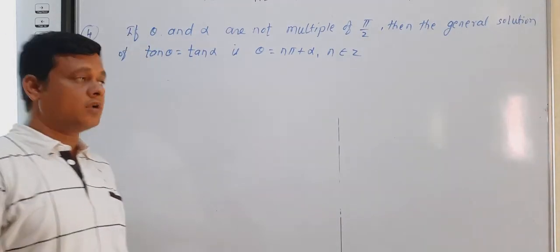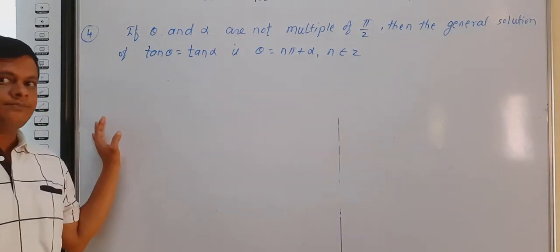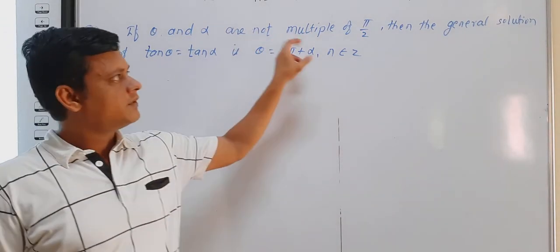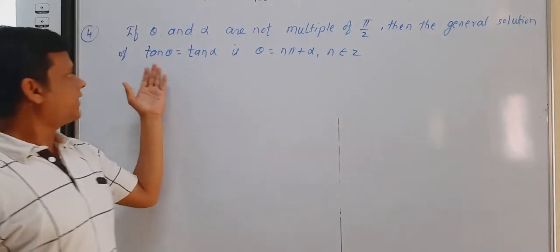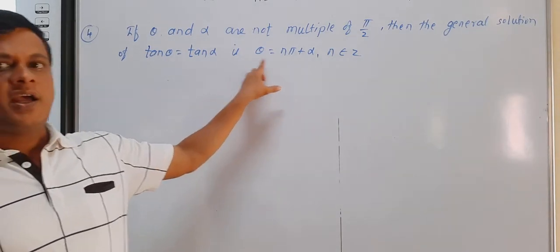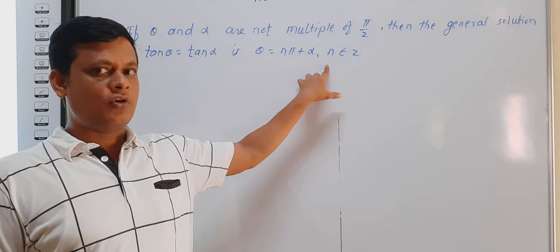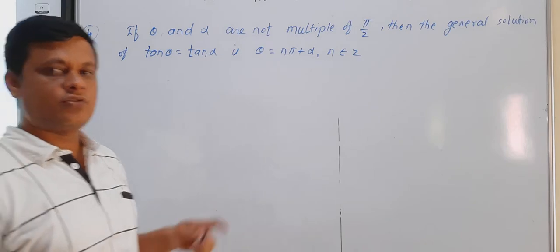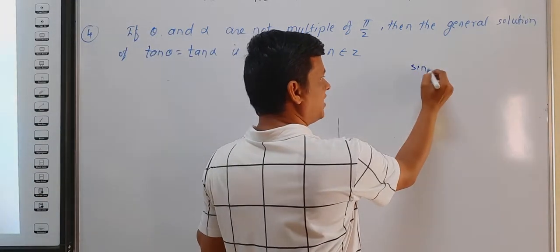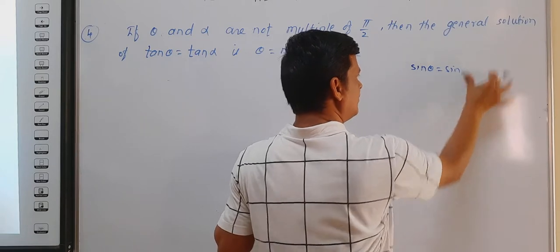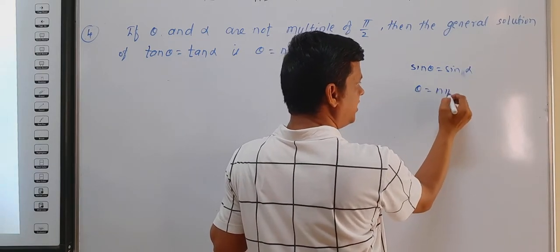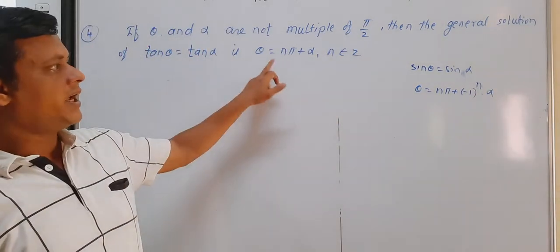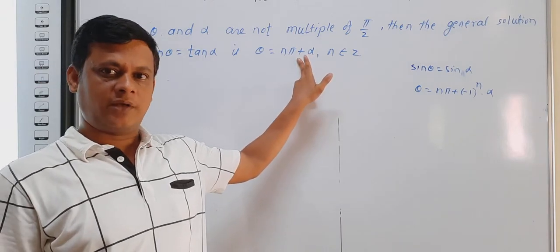Now see the proof for the fourth theorem, that is, if theta and alpha are not multiples of pi by 2, then the general solution of tan theta equals tan alpha is theta equals n pi plus alpha, n belongs to Z. Don't confuse it with the general solution of sin theta equals sin alpha. We know that in sin theta equals sin alpha, the general solution is theta equals n pi plus (minus 1) raised to the power n into alpha. Here it is theta equals n pi plus alpha only.